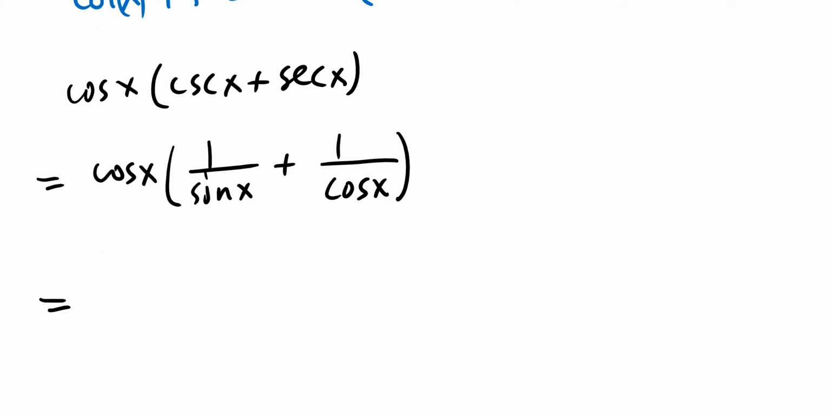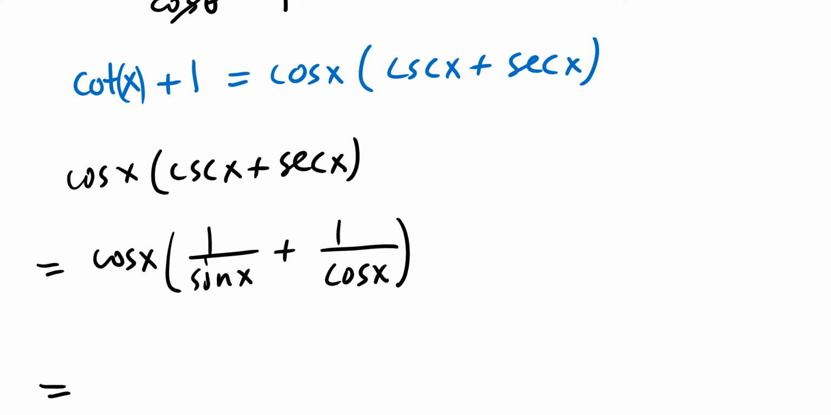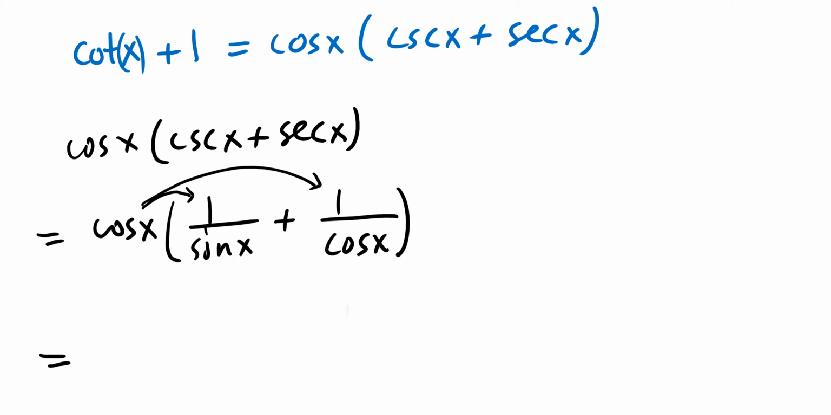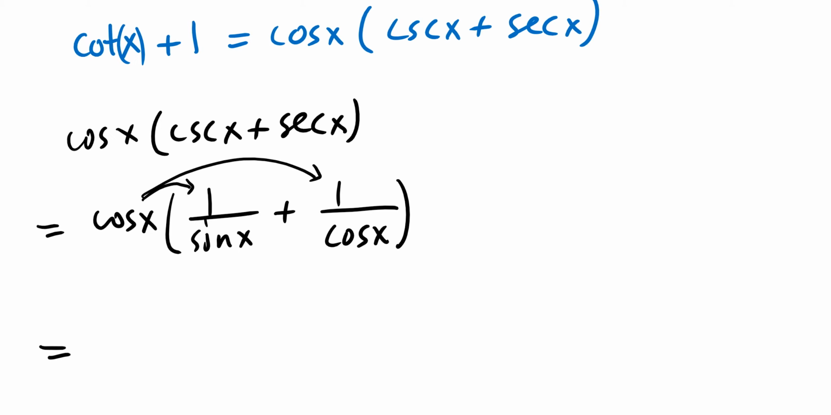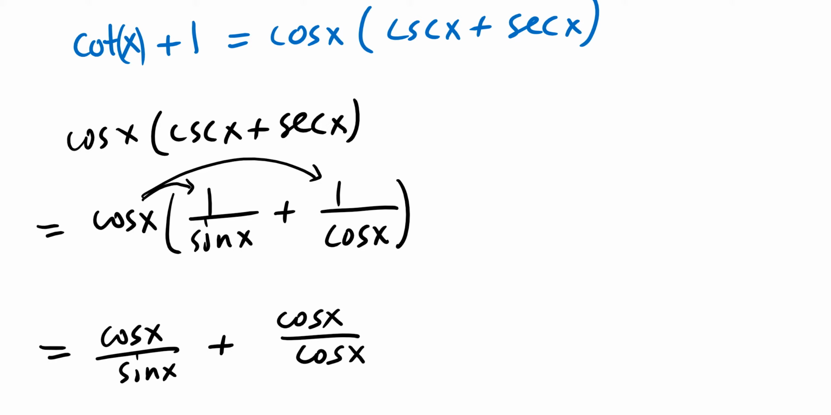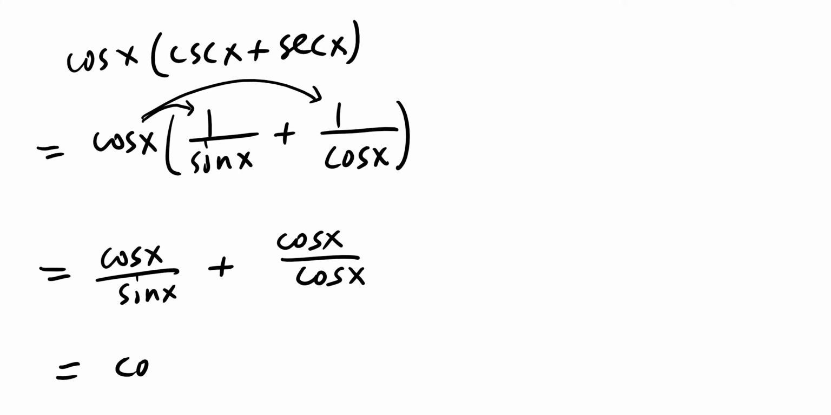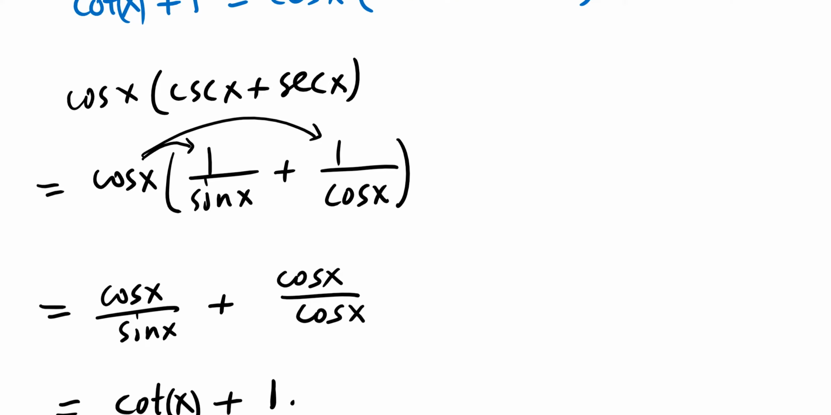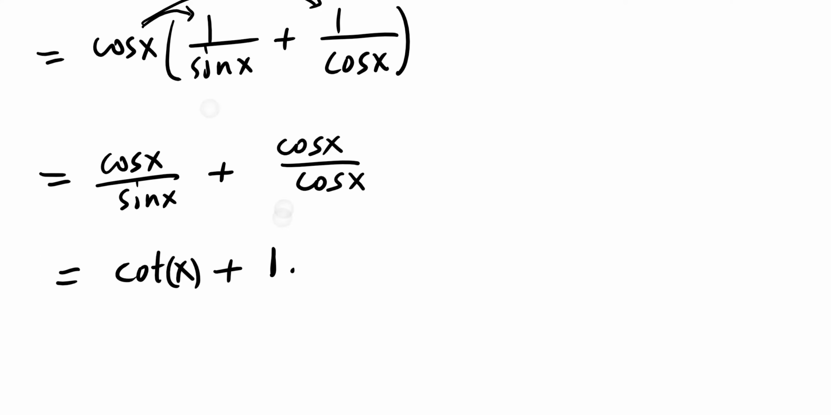Then if you see, the left hand side has no parentheses, so we're going to distribute this by this and this by this. So when you multiply cosine by 1 over sine, it goes on the top. Same thing, cosine x over cosine x. What's cosine over sine? That's cotangent, and cosine over cosine is 1, and that's what the left hand side is. So that proves the identity.